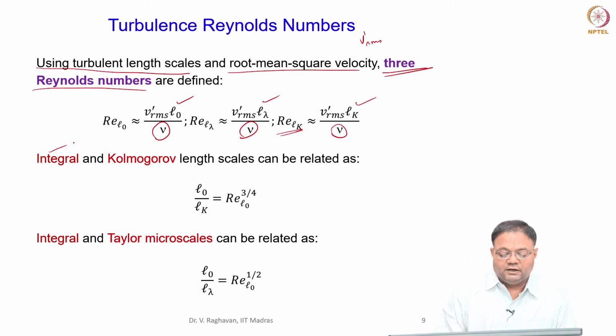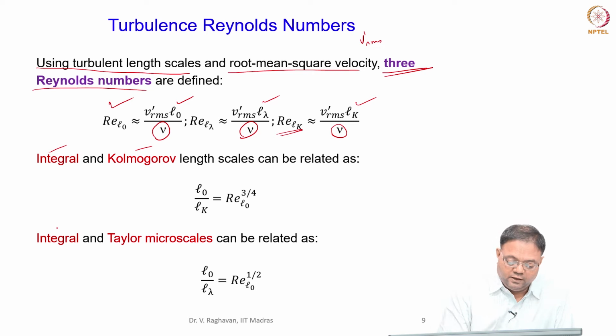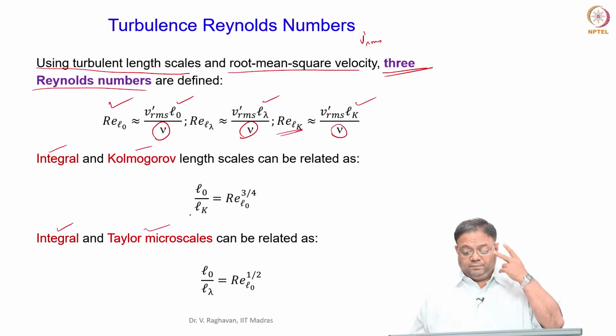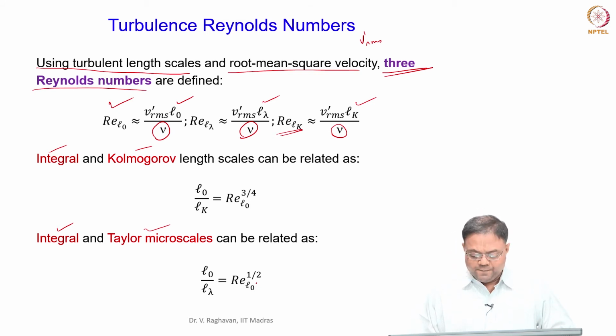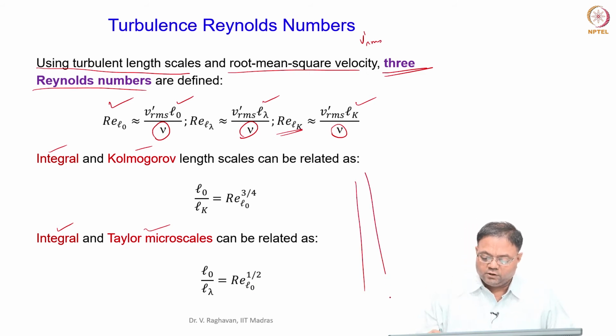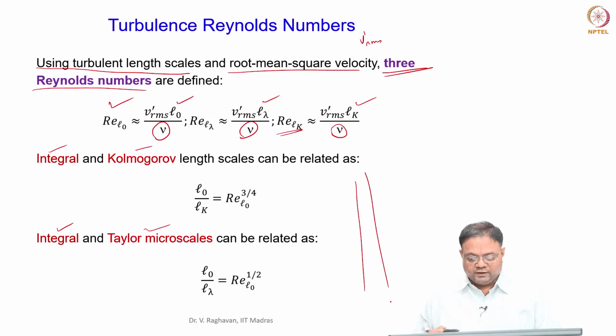Now with Reynolds number we can relate the length scales. For example, the integral length scale L naught by the Kolmogorov length scale Lk is nothing but RE, we can prove this, RE of L naught, which is the integral scale based RE value, to the power of 3 by 4. Similarly, the integral scale and the Taylor microscale L lambda can be related, L naught by L lambda, using the RE defined based upon the L naught to the power of 1 by 2. This is a very important thing, and also we will see that based upon the length scales, we will be able to characterize the turbulence for turbulent mixing premixed flames.